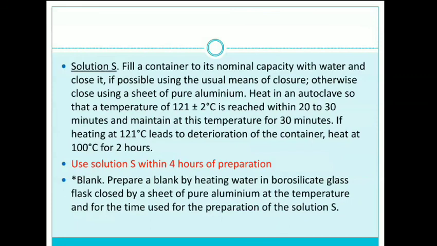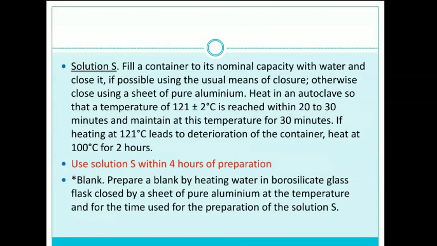Fill a container to its nominal capacity with water and close it using a closure, or otherwise you can use a sheet of pure aluminum. Heat in an autoclave so that a temperature of 121 plus or minus 2 degrees Celsius is reached within 20 to 30 minutes and maintain at this temperature for 30 minutes. If heating at 121 degrees leads to deterioration of the container, then heat at 100 degrees Celsius for 2 hours. After preparing solution S, you have to use it within 4 hours of preparation.